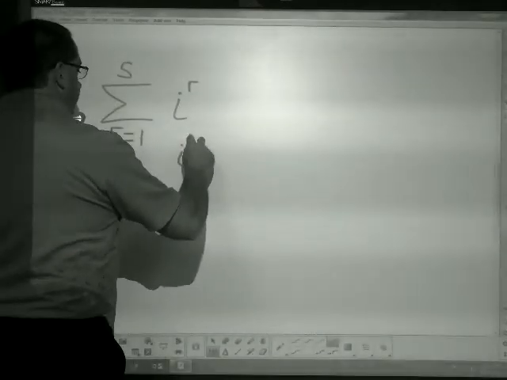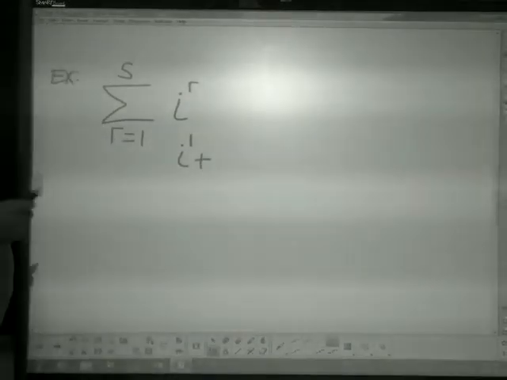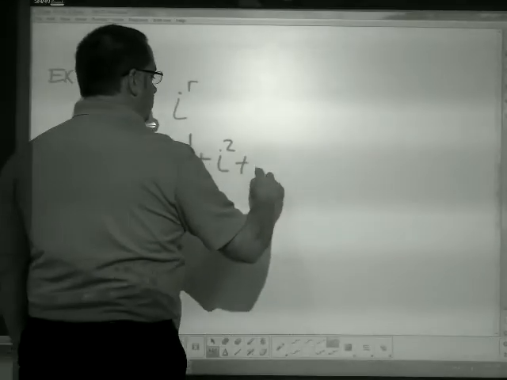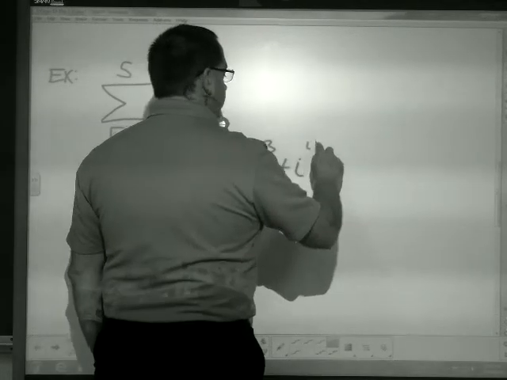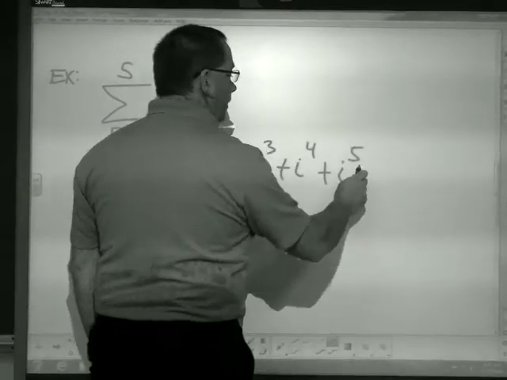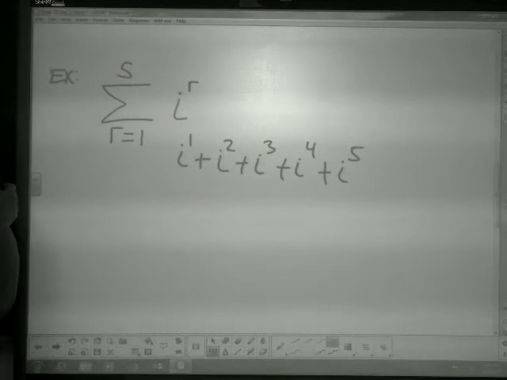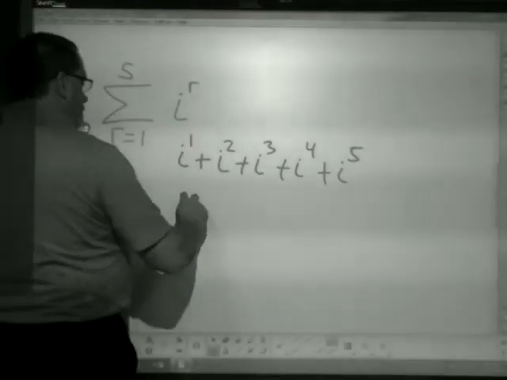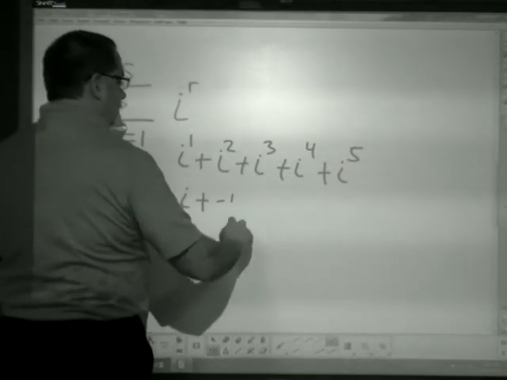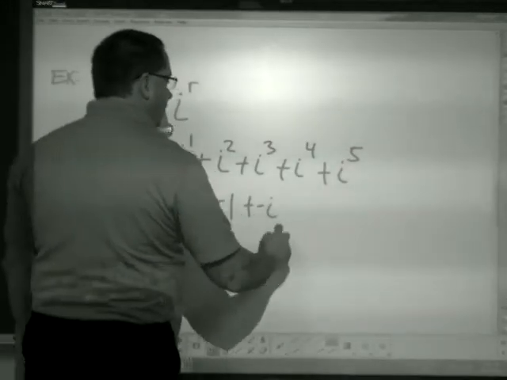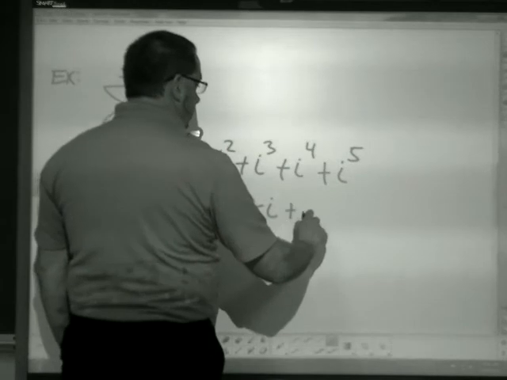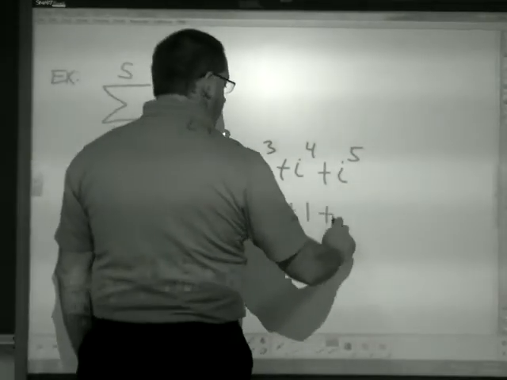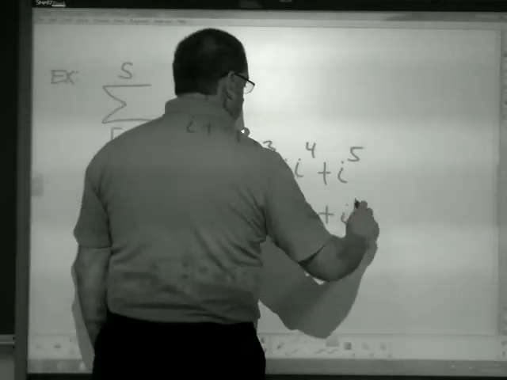So this would be i to the first plus, always plus, because summation means plus, i to the second plus i to the third plus i to the fourth plus i to the fifth. I stop at 5 because it says go all the way until you get to 5. Now if I remember my powers of i, i to the first is just i, i squared is negative 1, i to the third is negative i, i to the fourth is 1, i to the fifth, I'm back to i again.